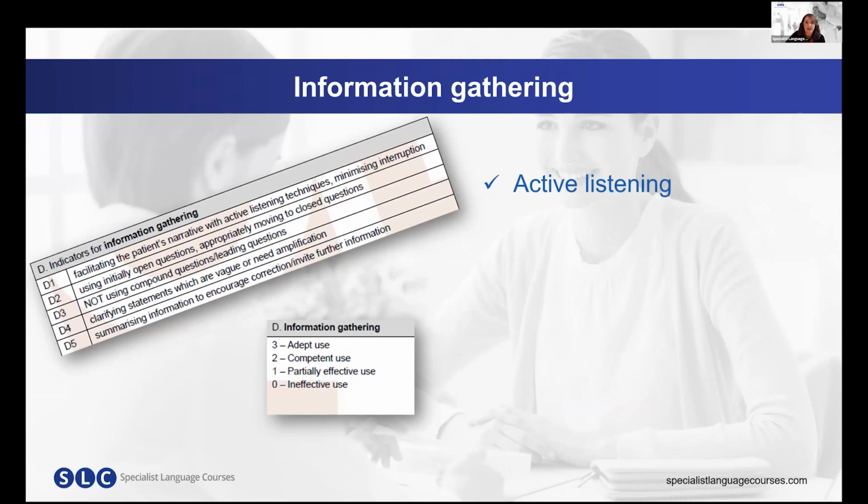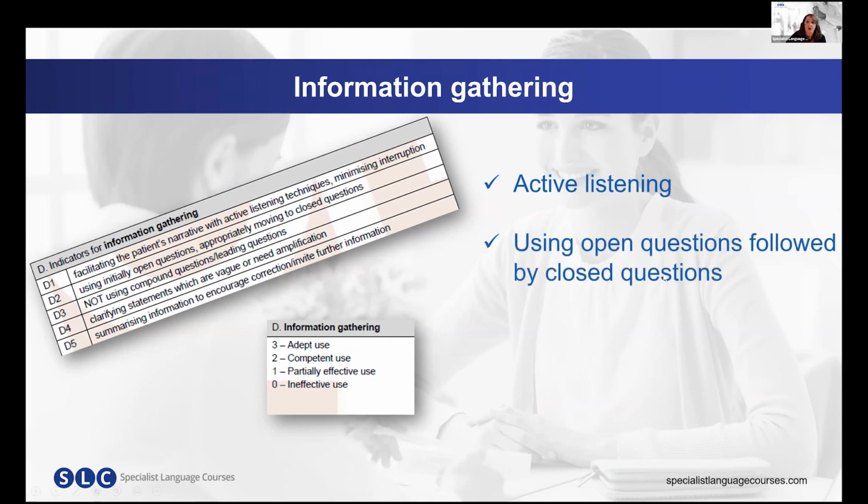Now, information gathering, as we can see, we've got 5 sub-criteria here, so it is a big part of the assessment. In order to gather information, this is where you need to demonstrate your active listening, showing the patient that you're listening, not only through body language and eye contact. So phrases like, I see, okay, to show the patient that you're listening.